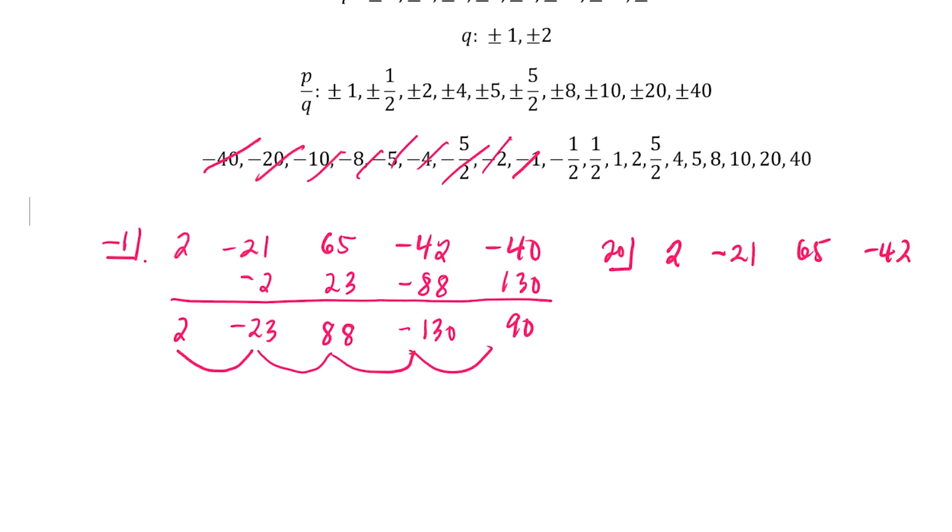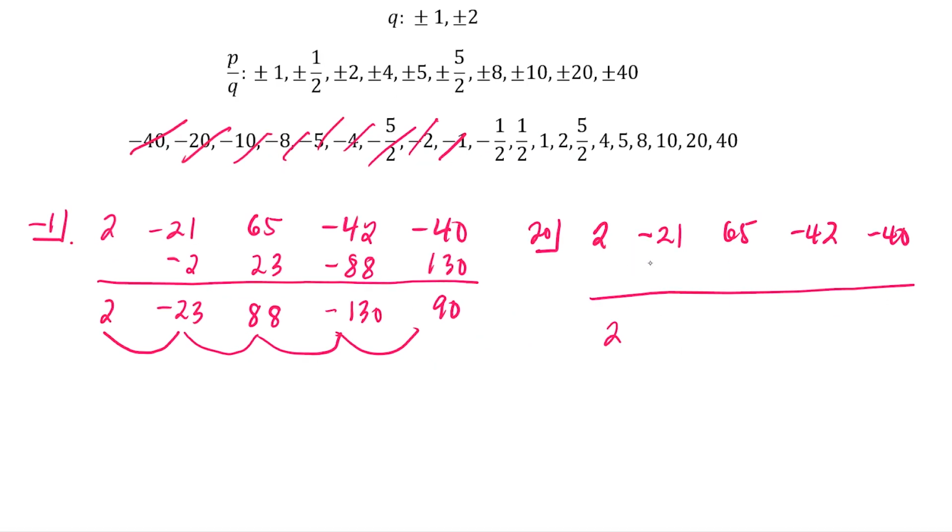65 minus 42, and then minus 40. And then you do a synthetic division. So we bring down 2, and then that's 40. 40 minus 21, that's 19. And then 19 times 20, it's 380. Look, this is a very, very big positive. Times 20, that's very positive also. A positive, this will become positive, and obviously, positive din yan for sure.